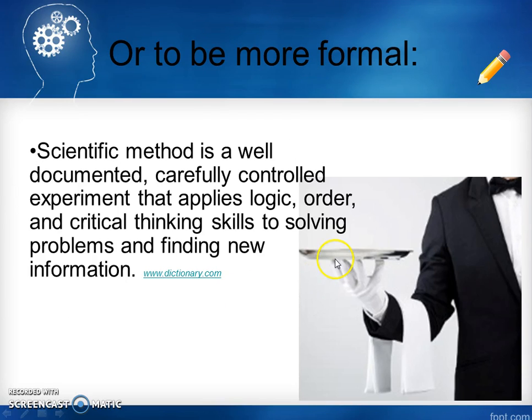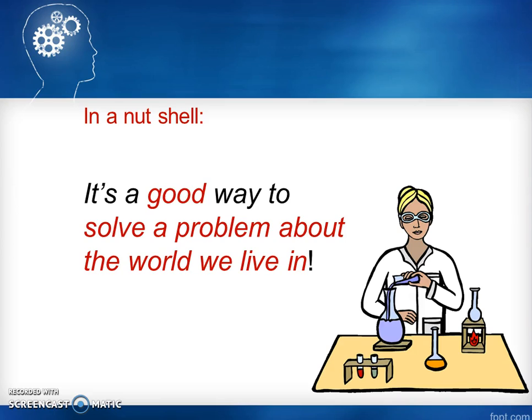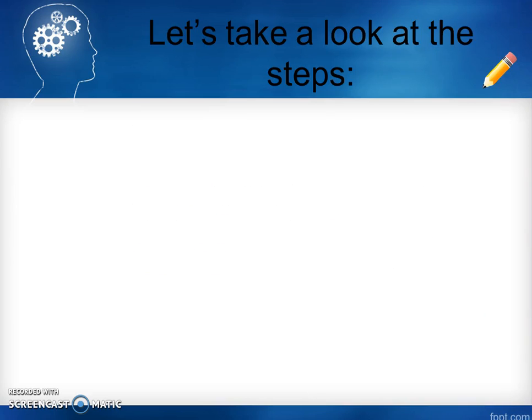So a more formal definition, and you'll notice here in the right-hand corner, this pencil. So this you need to get into your notes. This is from dictionary.com. The scientific method is a well-documented, carefully controlled experiment that applies logic, order, and critical thinking skills to solving problems and finding new information. In a nutshell, it's a good way to solve a problem about the world we live in. So let's take a look at the steps involved.